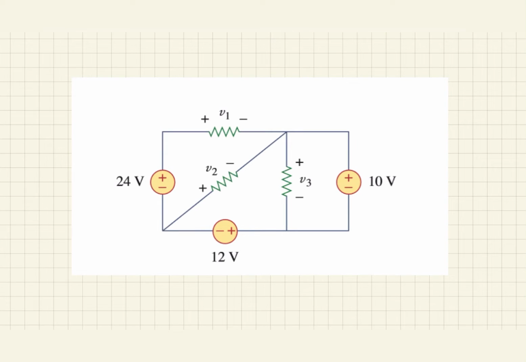Hello everyone. Today we'll try to answer this question. So this question asks us to solve for V1, V2 and V3. So how do we do that in this question?